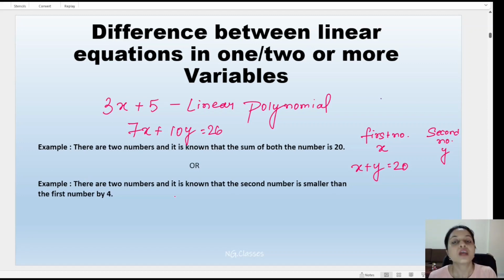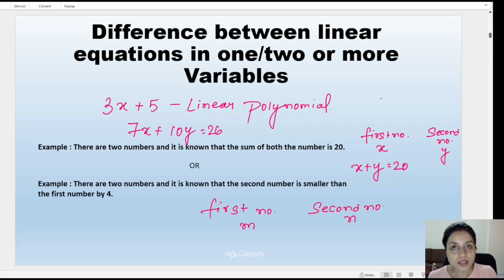Let's see that. The second example says there are two numbers and it is known that the second number is smaller than the first number by 4. So here also we have two numbers just like the previous one, but the condition is different. Let's say the first number is m and the second number is n.